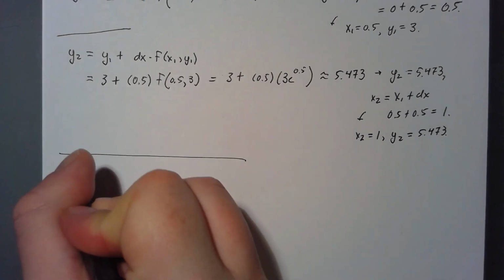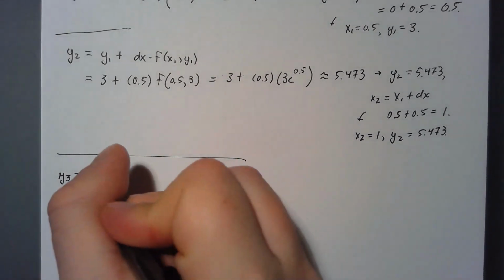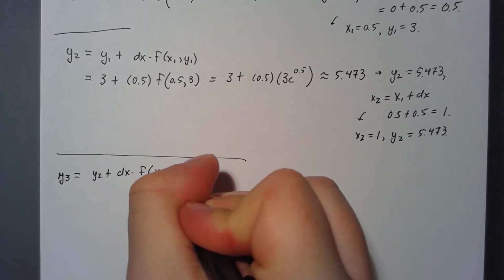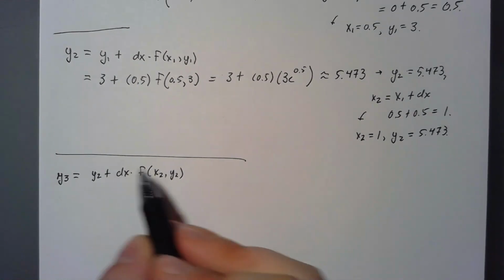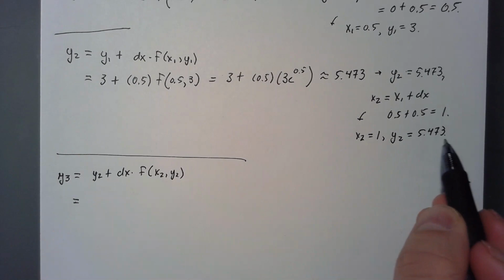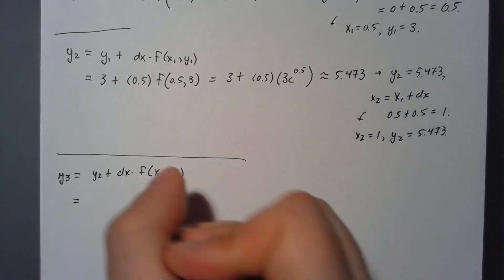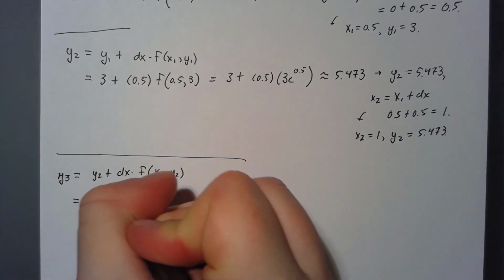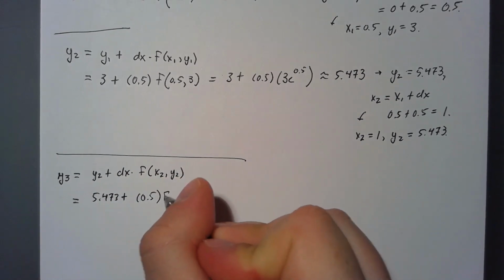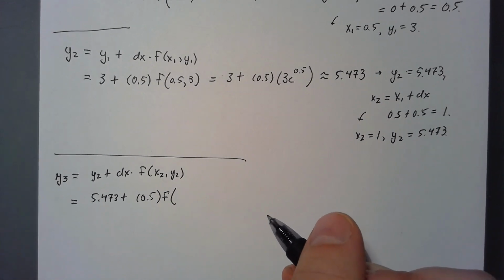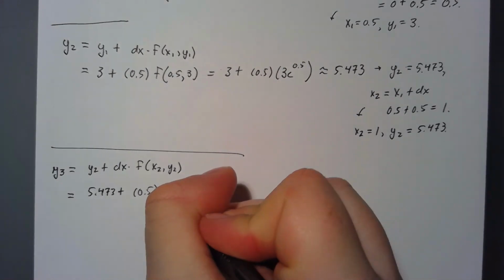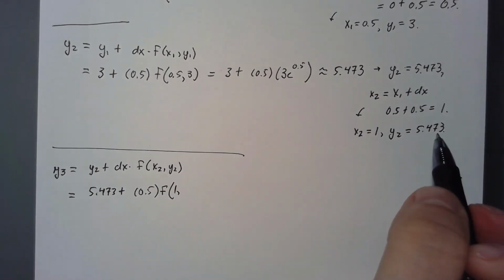All right, so y sub 3 equals y sub 2 plus my increment size times my function at x of 2 and y of 2. This is just Euler's method, just repeating it over and over again. So y sub 2 is going to be 5.473 plus my increment size, which is 0.5, times the function at what? x of 2, which is now 1, right? Comma, y sub 2, which is 5.473.